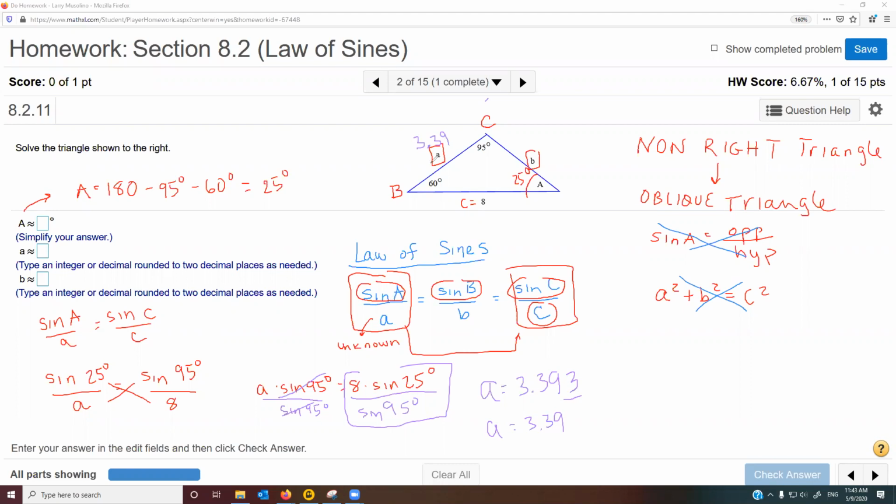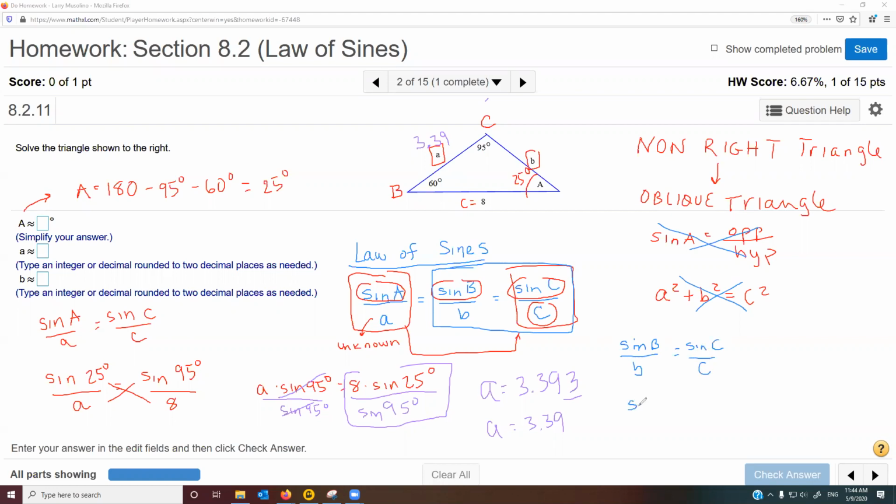But they also want us to figure out side B. Now, again, I can't use Pythagorean theorem to figure out side B because this is not a right triangle. But I can use law of sines. Because now, how about if I go ahead and set these 2 fractions equal to each other? Okay, so let me do that. I'm going to write it as sine B over B equals sine C over C.